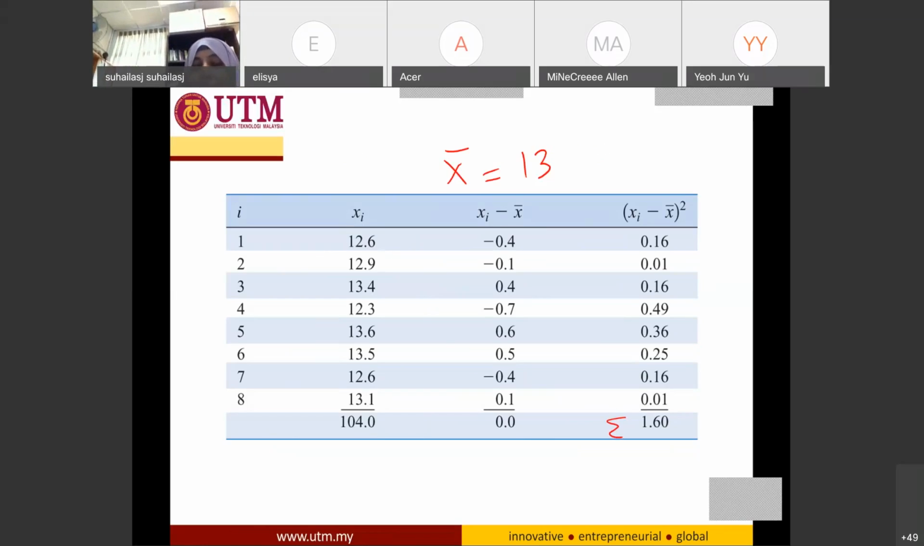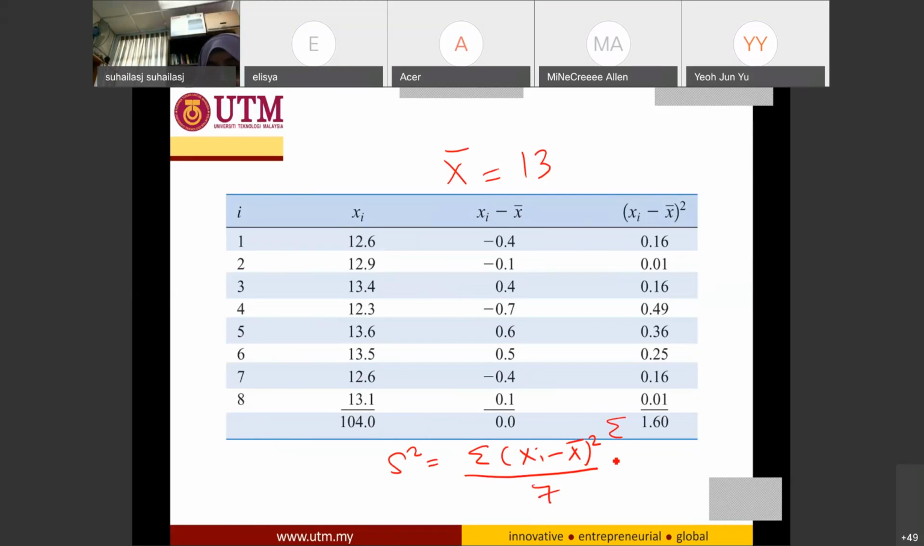So if you want to find your sample variance, again we have summation Xi minus X bar square over n minus 1. Okay, n minus 1, your n, the number of your observations, is 8, so 8 minus 1, 7. So we will have 1.6 divided by 7. Okay. So you can complete your S square. For example, let's say 1.6 divided by 7, you will have apa? 1.6 divided by 7.